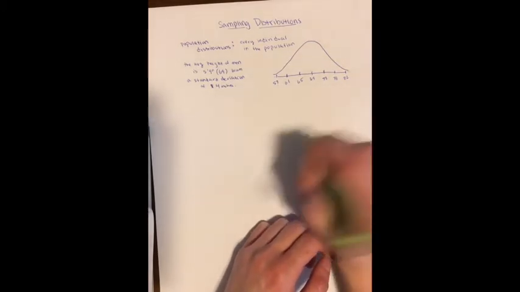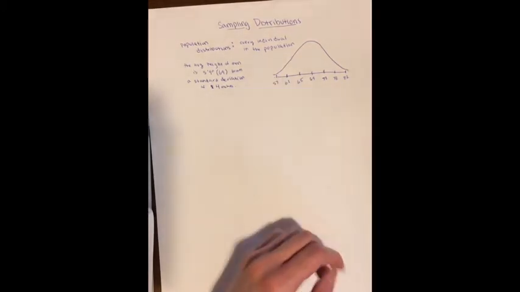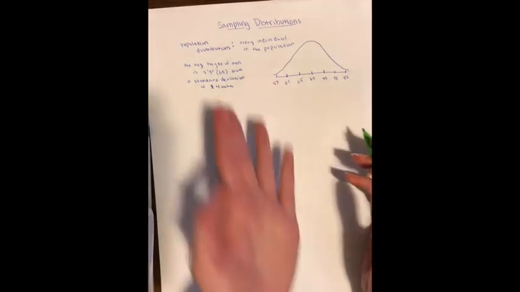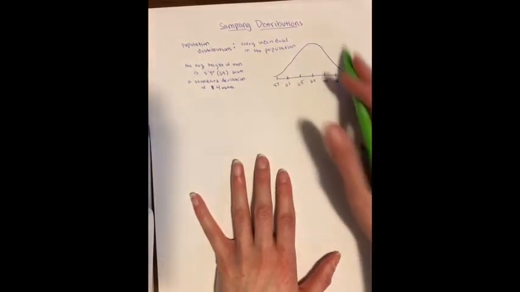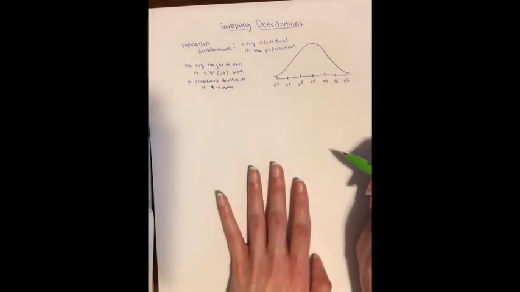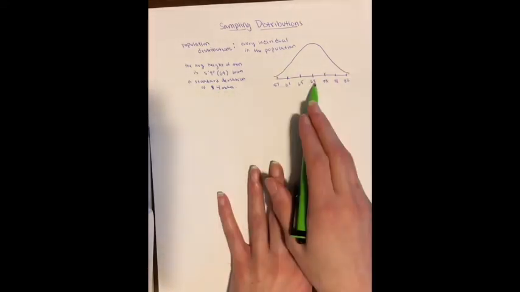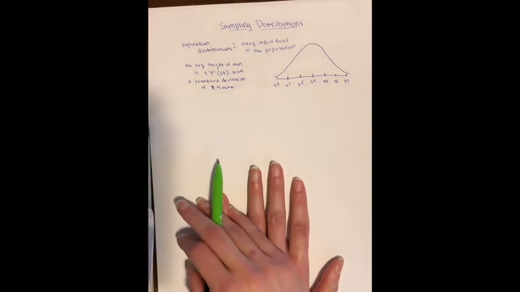There might be a couple guys that are really tall here and a couple guys that are shorter than 4 feet, like dwarfs. And so this is our distribution for every individual in the population, okay? And it has a spread of about 4 inches.